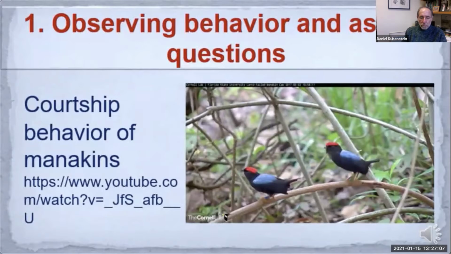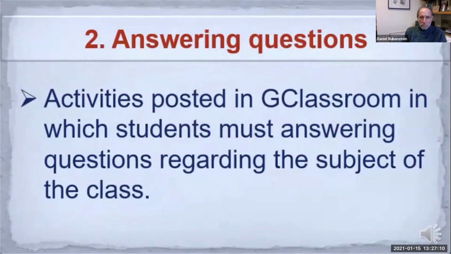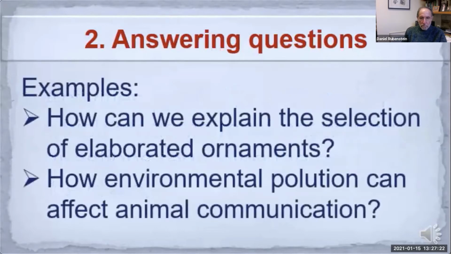So after the discussion, after this type of class, I post some activities in Google Classroom in which students must answer questions regarding the subject of the class. For example, they can answer, how can we explain the selection of elaborated ornaments? Then they will recover the knowledge from the previous classes, and they can also move forward, for example, how environmental pollution can affect animal communication.